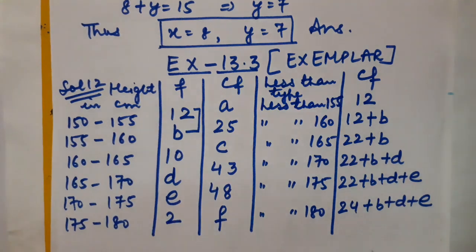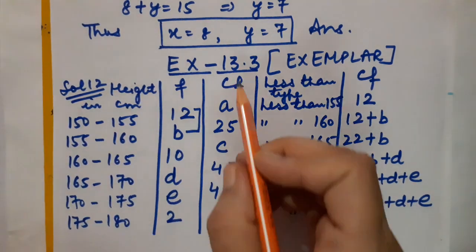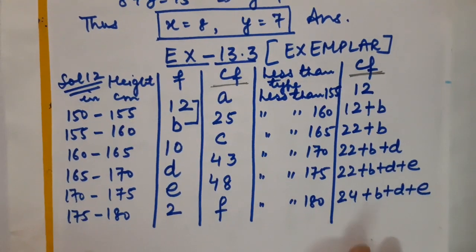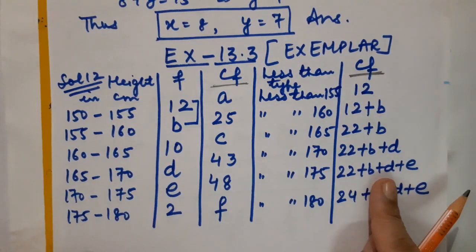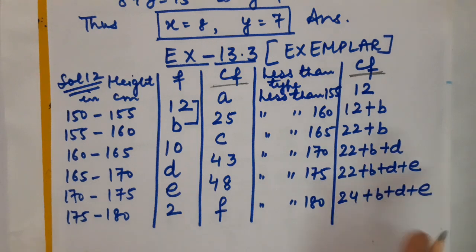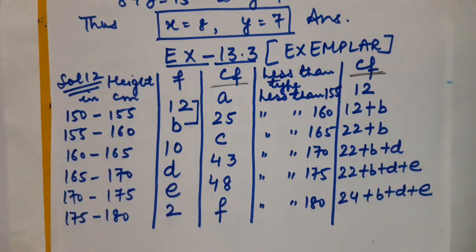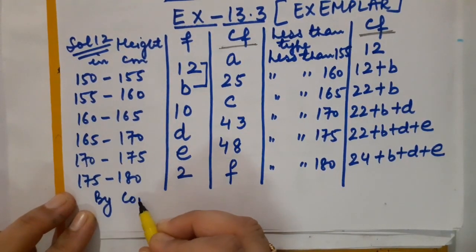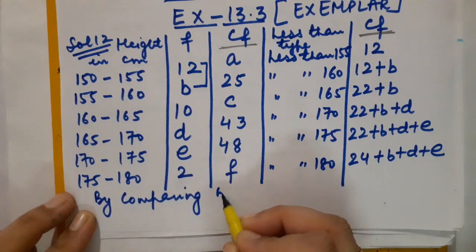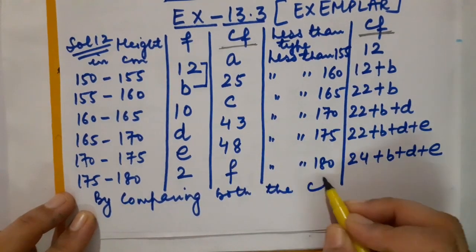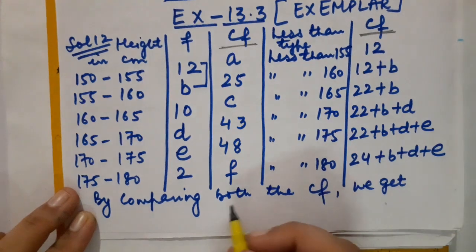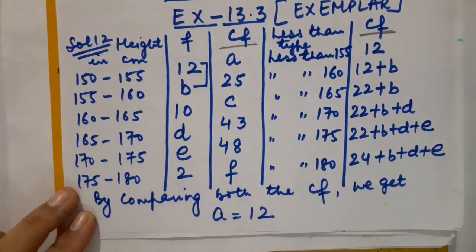Correct? Now children, there are two cumulative frequencies. One is this, another is this. So what we are going to do? We are just going to compare both of them so that we can come to know about the values of the unknown variables. Correct? So let us compare both the tables. By comparing both the cumulative frequencies, what do we get? When I compared A by 12, I have got A is equal to 12. Yes or no? Because they both are cumulative frequencies.